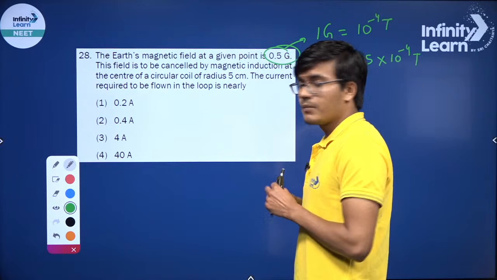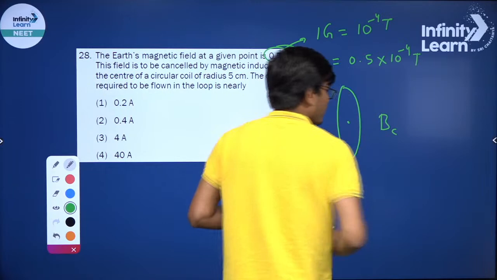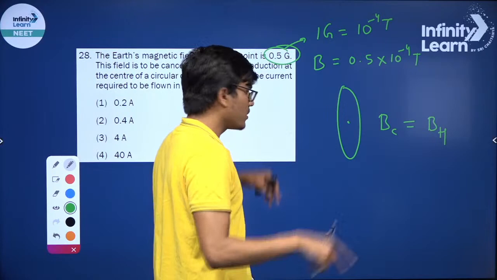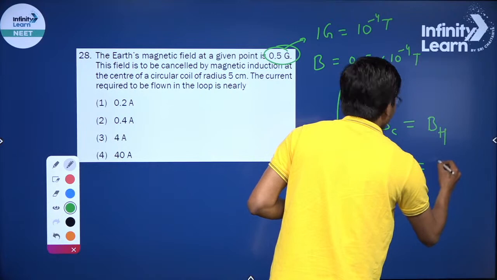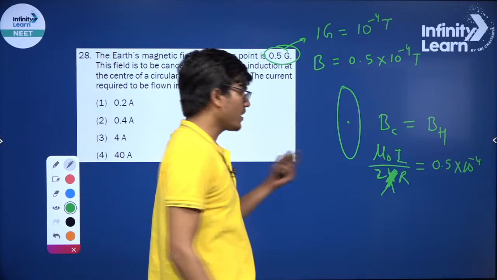It means the magnetic field due to the circle should be equal to the horizontal magnetic field due to Earth. And due to a circular coil, what is the formula for magnetic field at center? This is mu naught I upon 2R. This pi is not here, okay? Mu naught I upon 2R should be equal to 0.5 into 10 to the power minus 4 Tesla. So you can calculate it. You need to find the current.